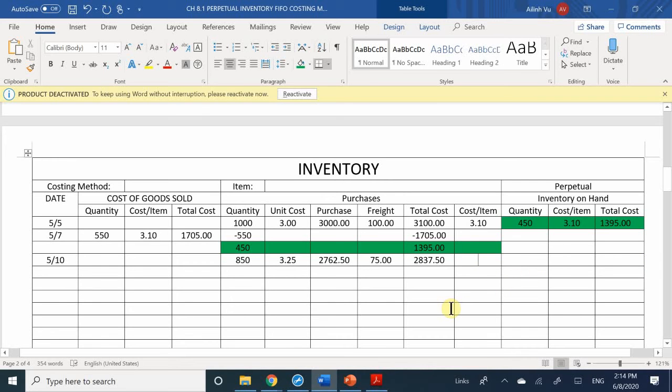3.338. Okay, so hold on, let me see. $3.34, 34 cents, right. So you're going to get 3.3382. Okay, so I'm going to leave that number because I want to ensure that when I cost my goods sold that it is accurate. Now you can round off right now.